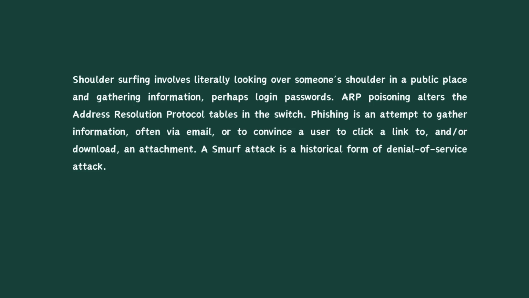Shoulder surfing involves literally looking over someone's shoulder in a public place and gathering information, perhaps login passwords. ARP poisoning alters the address resolution protocol tables in the switch. Phishing is an attempt to gather information, often via email, or to convince a user to click a link and/or download an attachment. A Smurf attack is a historical form of denial of service attack.